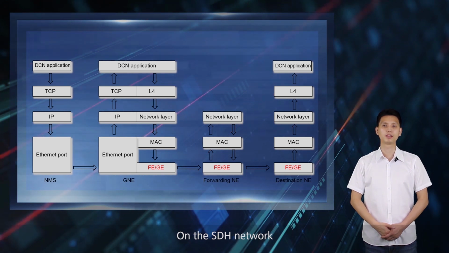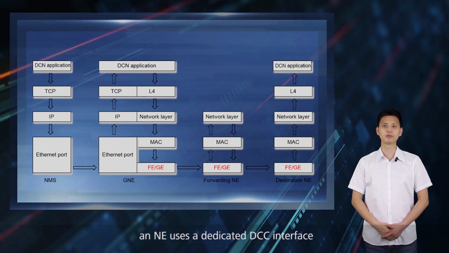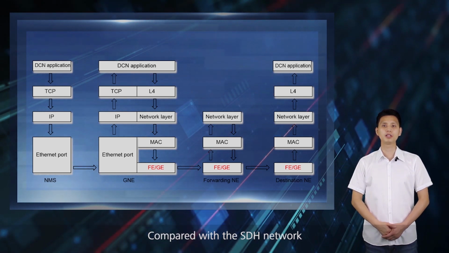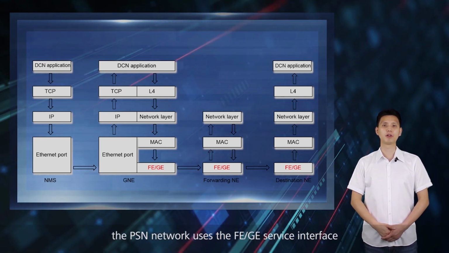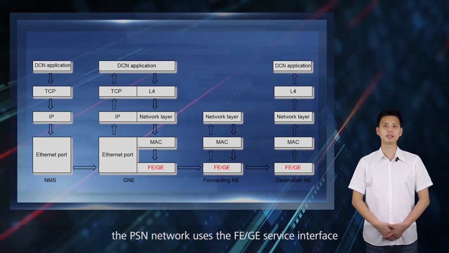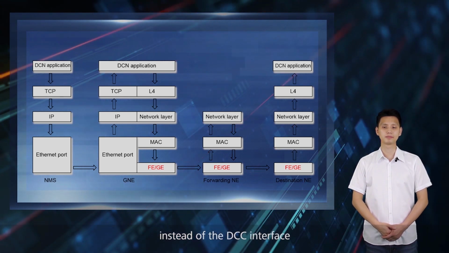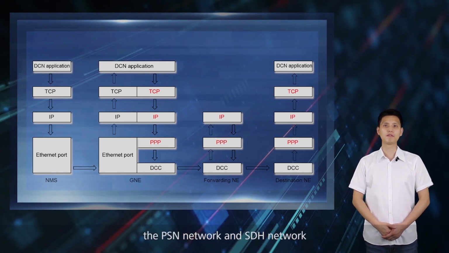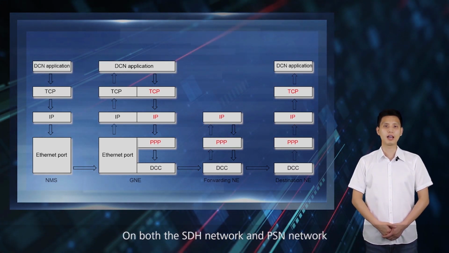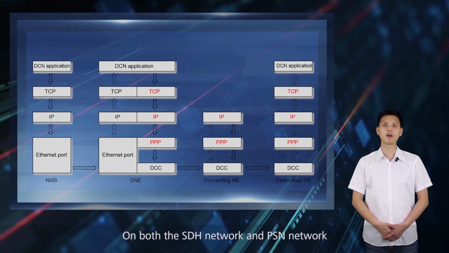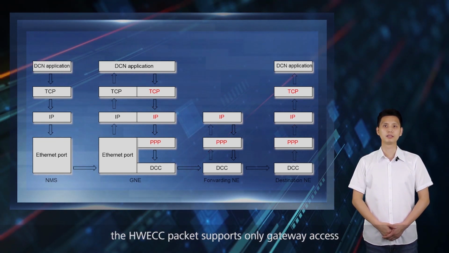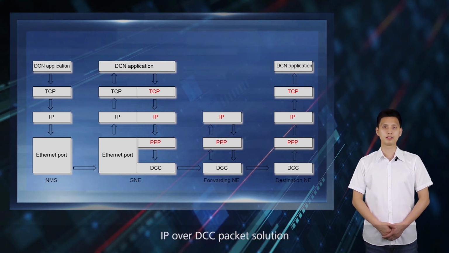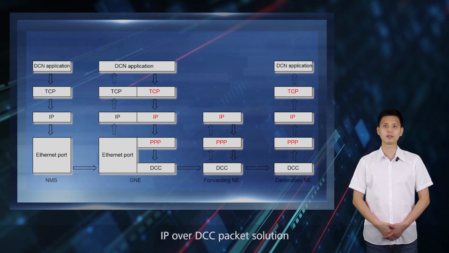On the SDH network, an NE uses a dedicated DCC interface. Compared with the SDH network, the PSN network uses the FE-GE service interface instead of the DCC interface. This is the only difference between the PSN network and SDH network. On both the SDH network and PSN network, the Huawei ECC packet supports only gateway access. IP over DCC packet solution.